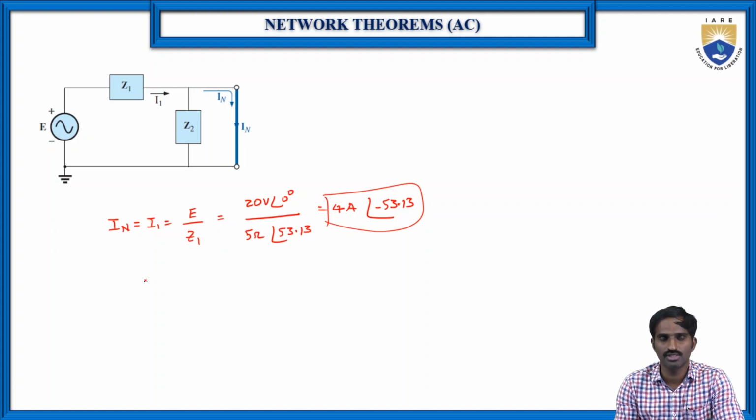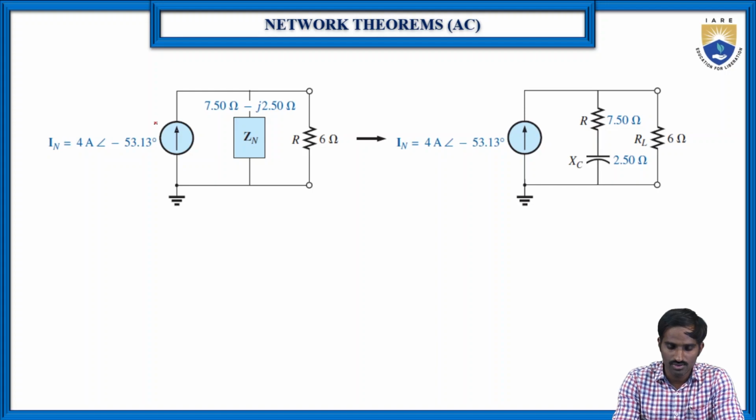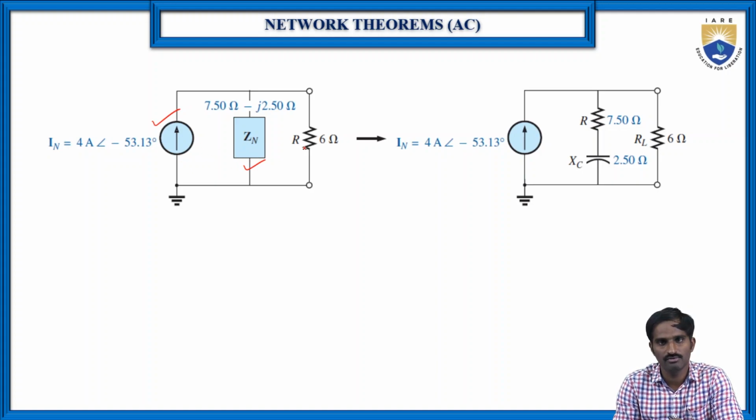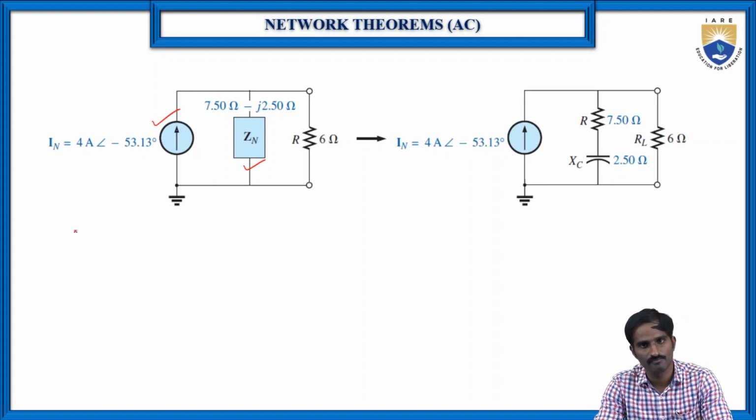Now substitute the IN value and the ZN value in the Norton's equivalent circuit. This is the Norton's current and this is the Norton's impedance, and this combination must be connected in parallel with the load resistance. Here you can observe the major difference between Norton's theorem and Thevenin's theorem. First let us discuss the common points between Norton's and Thevenin's theorem.